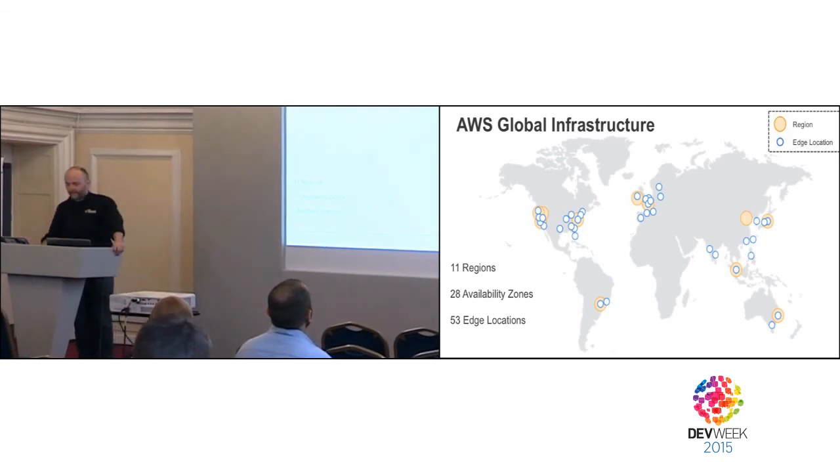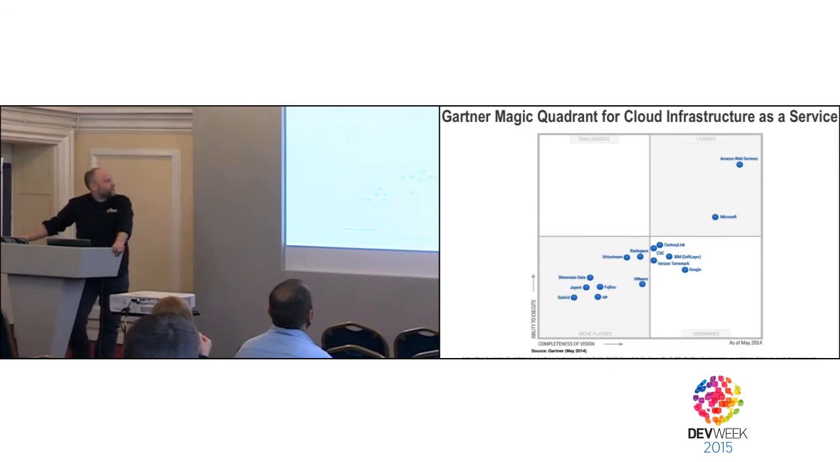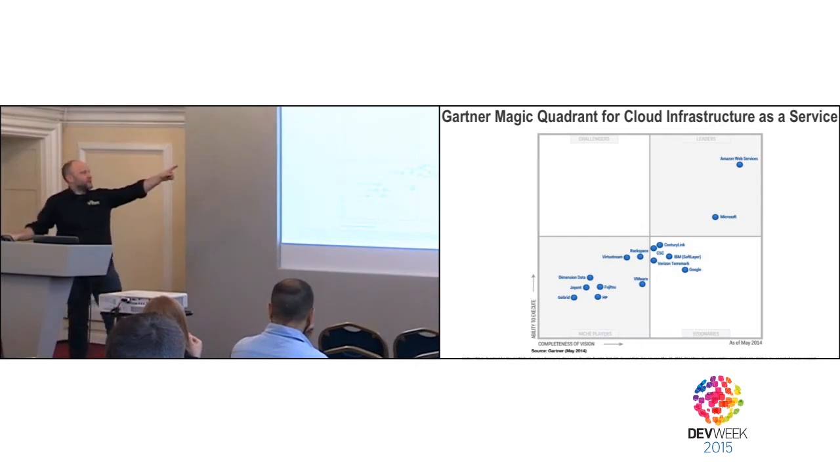I don't know if you've heard of Gartner. They do what's called a magic quadrant. They're independent analysts. They look at the market, and they did a magic quadrant based on cloud infrastructure as a service. This is the current one. It shows Amazon Web Services, as you can see, in the far top left.